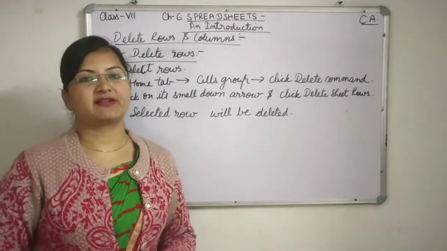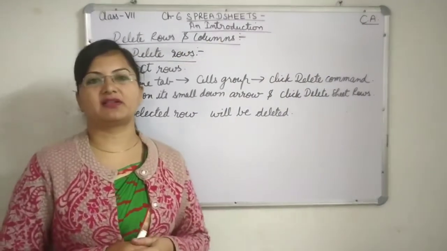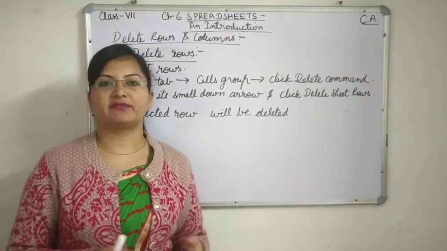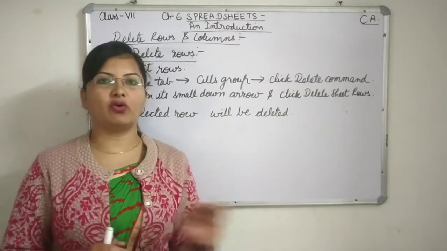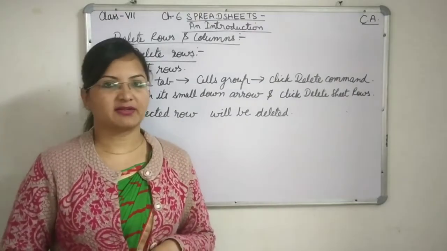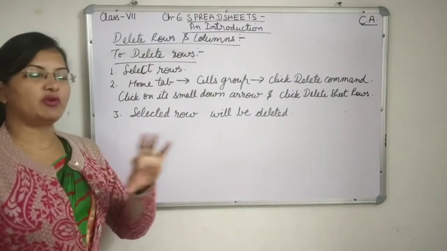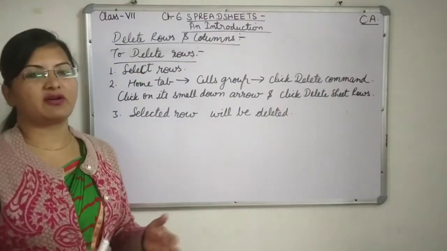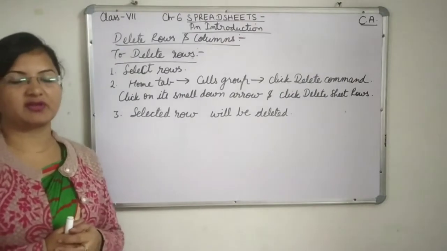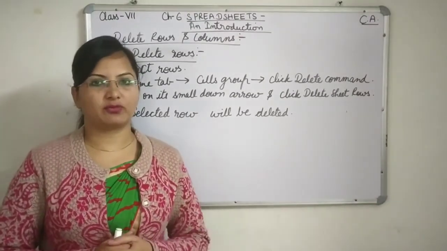Now students, we will study how to delete rows and columns. Once we have inserted data in the table or in the worksheet, if you want to delete a whole row or whole column, then we will study how to do it. So first of all, deleting rows. If you want to delete one or more rows, what you have to do? You have to select the row first. How to select the row? By clicking on the row number, we can select the row.